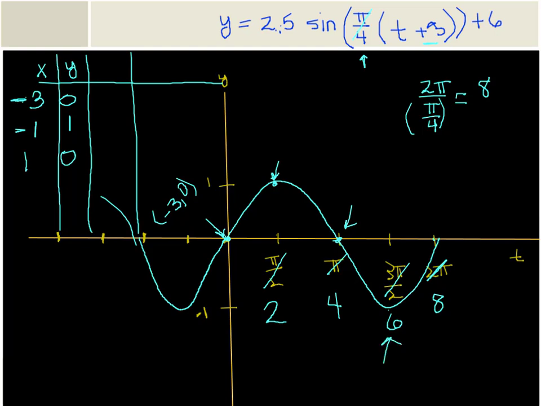My 6, obviously if you're doing it, you don't have to do all this talking. It goes a lot faster. My 6 becomes 3, minus 1. And my 8 becomes 5, 0. Okay?